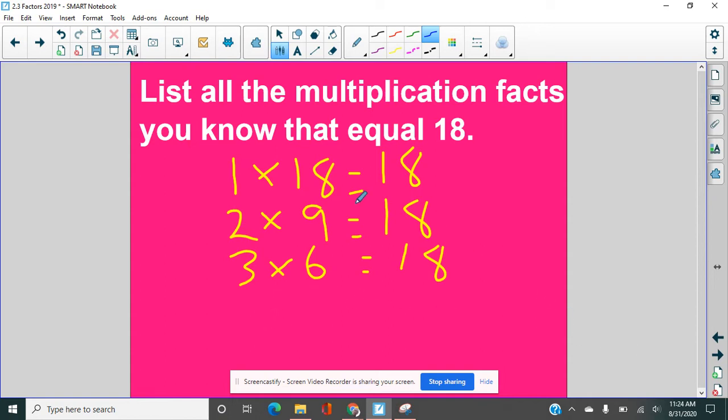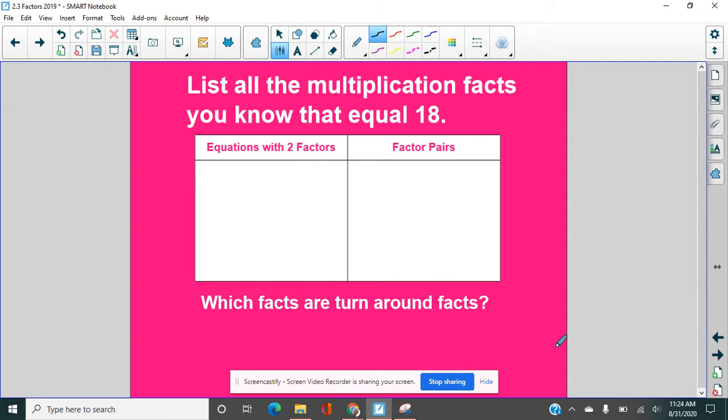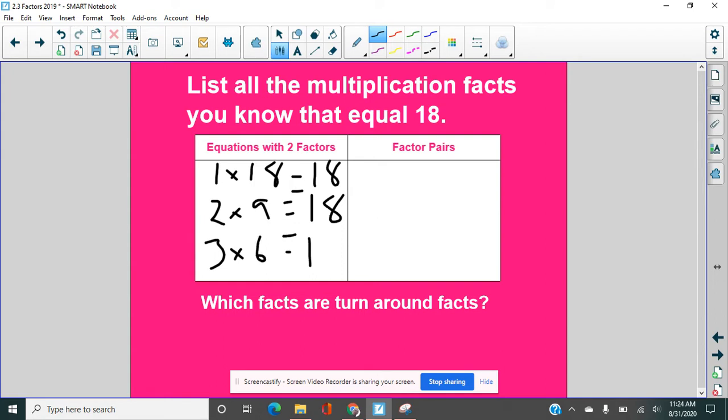Okay, so these are called factors of 18. So what are the factors of 18? 1, 18, 2, 9, 3, and 6. So the number 18, this product, has 6 factors. So when I'm filling that in here, I can write those equations. I can write 1 times 18 equals 18. 2 times 9 equals 18. And 3 times 6 equals 18.